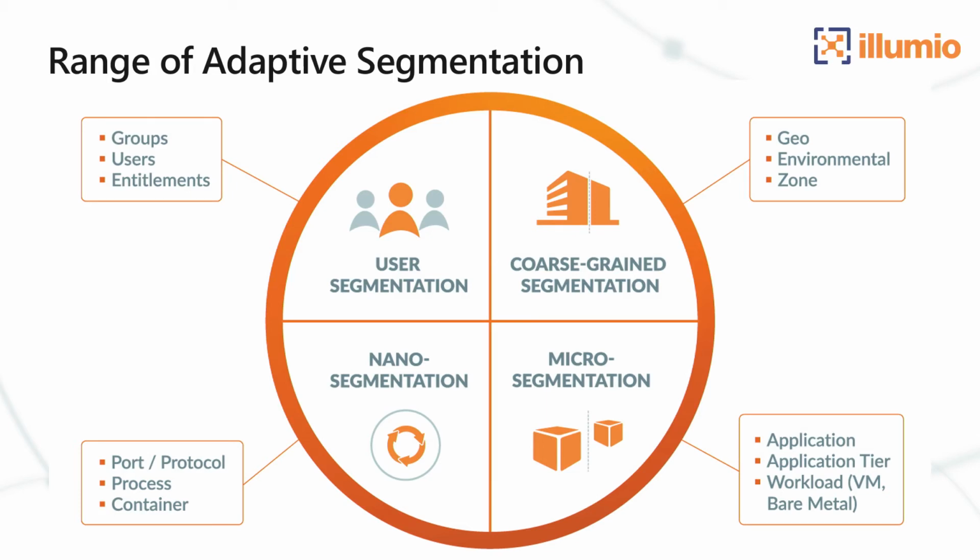So here's just an example. From the top right, people use this as a coarse-grained segmentation for separating geographical environments, or environmental separation from dev, to production, to test, or it could even be based on zones, business units, etc. But then you can get into application-based segmentation, segmenting specific applications, or the tiers, as I mentioned, or the processes. Or actually, you can even bring in the user context.